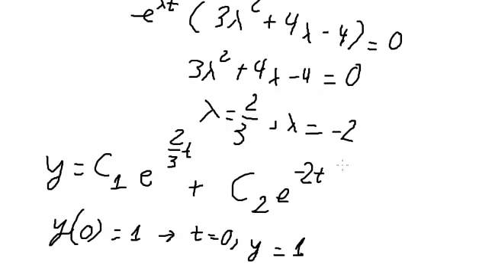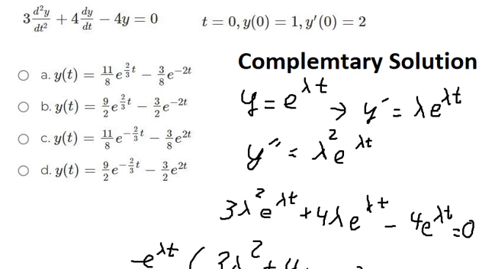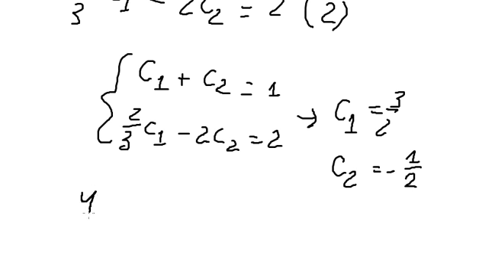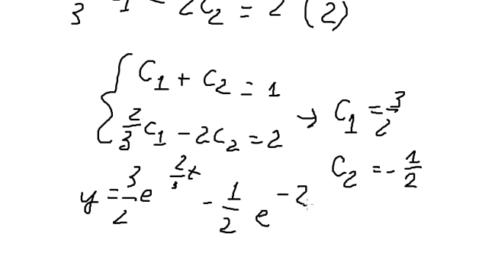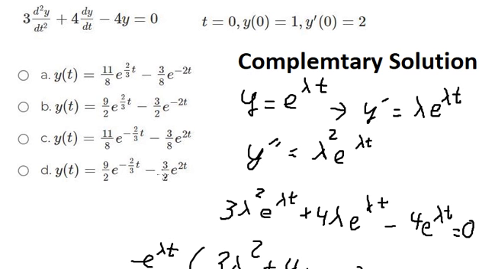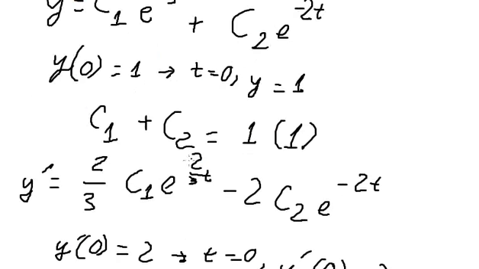And now the final answer of this one in here should be 3 over 2 e to the power of 2 over 3 t minus 1 over 2 e to the power of negative 2t. So compare this one with this one, we see that all of them, they don't have the correct answer in here. This is the end.